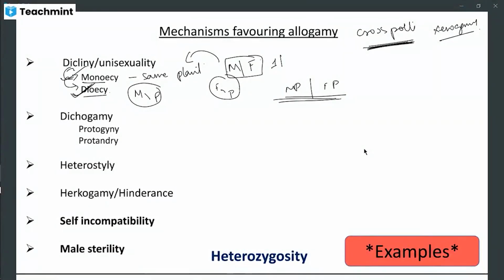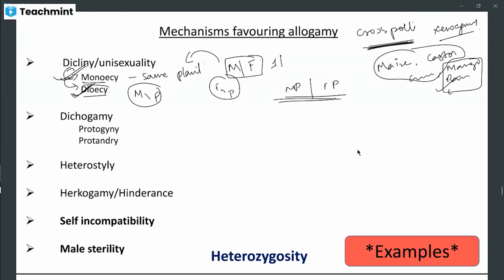Maize for monoecious. Okay, maize, cucurbits, castor. Also remember mango, banana and coconut, the three fruit crops. Okay, maize, castor, cucurbits are the examples of monoecious.